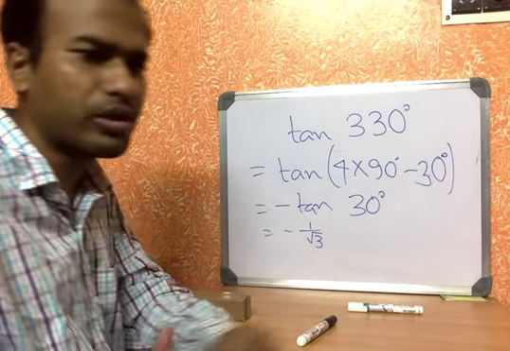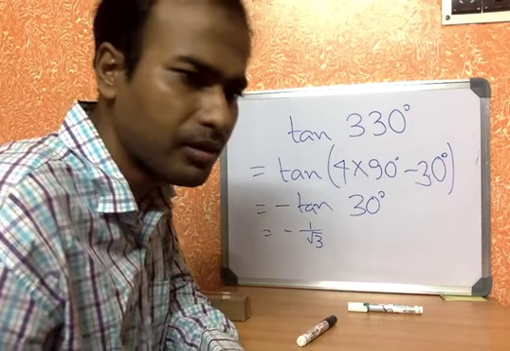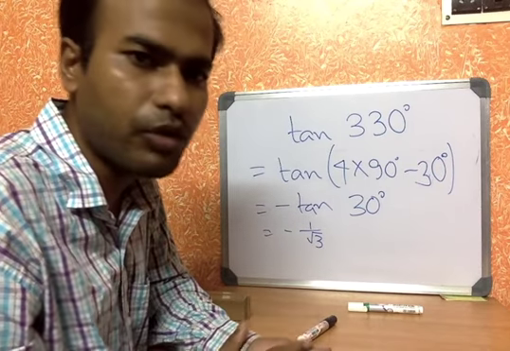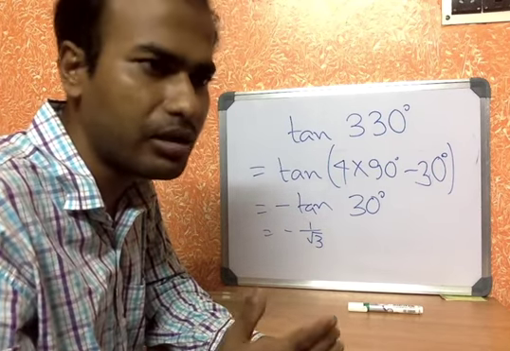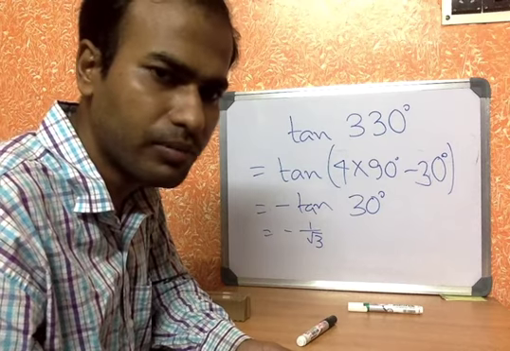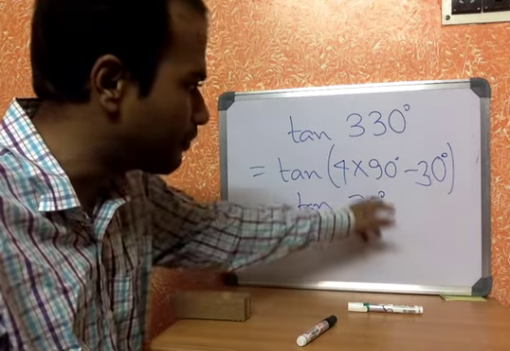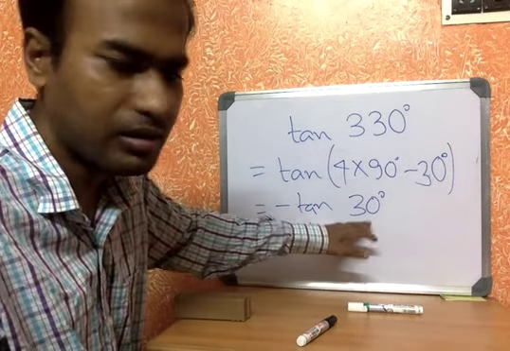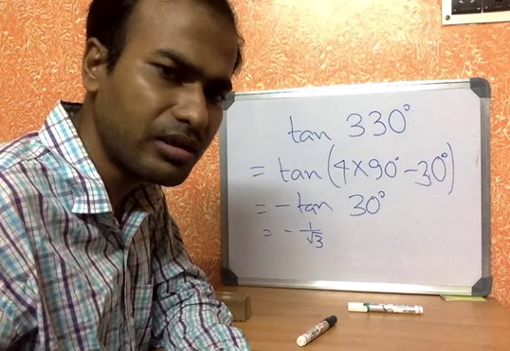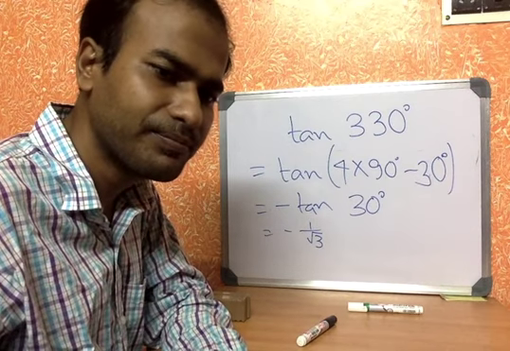In this way we can do the sum very easily. All the terms I have to write in the form of something into 90 plus or minus theta. Okay, if we know the value of this thing, then we will get the answer very easily. Okay, thank you.